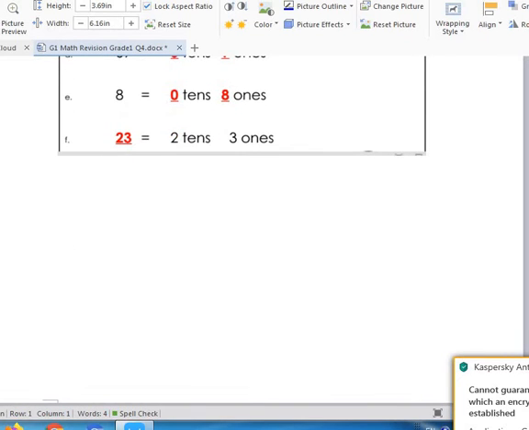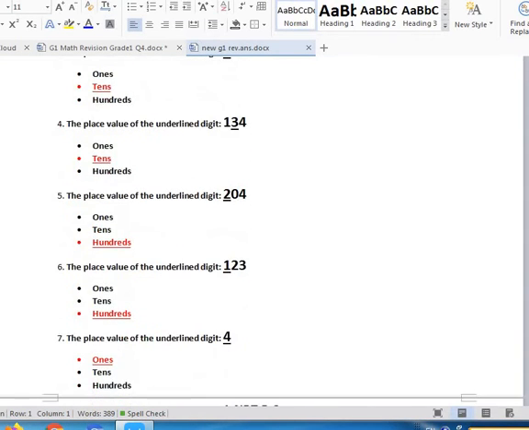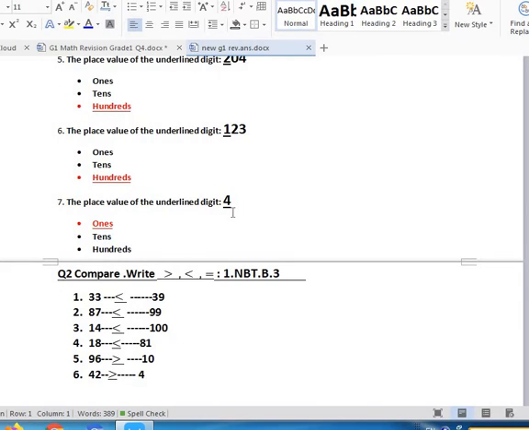Here I have: choose the place value of the underlined digit. 53. So 3 here is ones. Remember the place value of the underlined digit. Here I have 102. So ones, tens, and here hundreds. Place value of the underlined digit here, 72. Ones, tens, so it's the tens. Okay, do you remember this? This was from quarter 3. And if I have a digit alone, it's called ones.